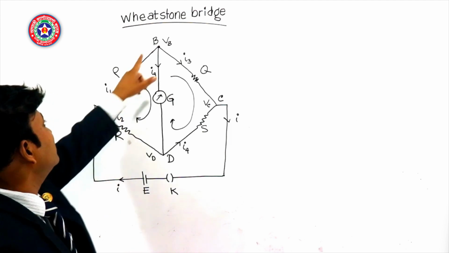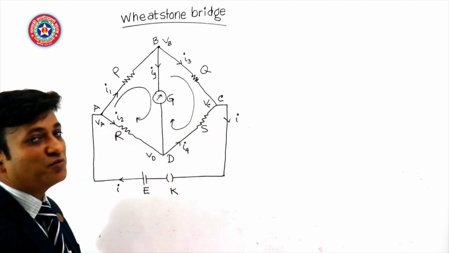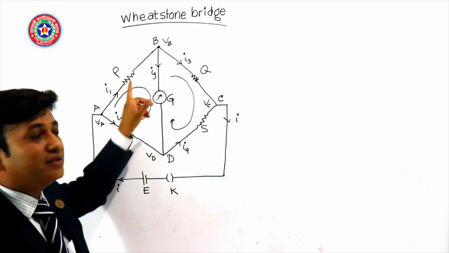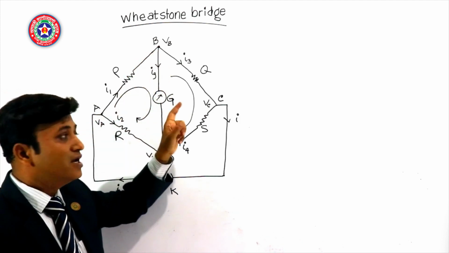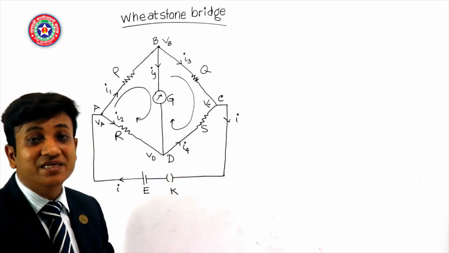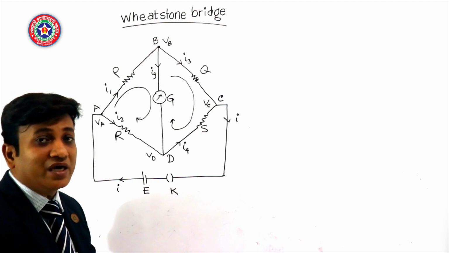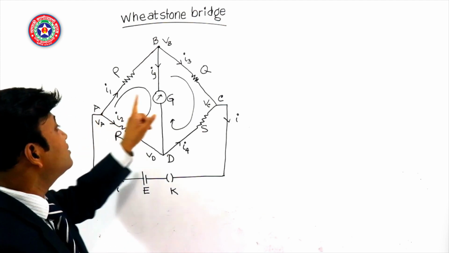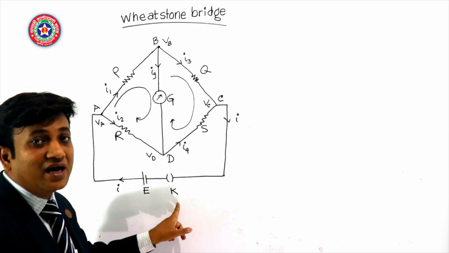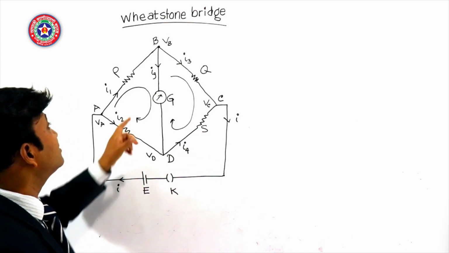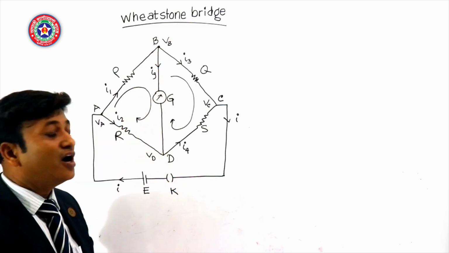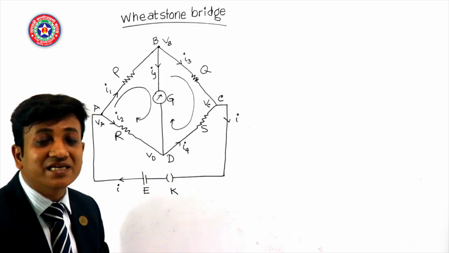Here this point is A, this point is B, this point is C and this point is D, and we consider the potential at point A is VA, the potential at point B is VB, the potential at point C is VC and the potential at point D is VD. Now at the two ends A and C, the cell and the key are connected, and at the opposite ends B and D, a galvanometer of resistance capital G is connected.